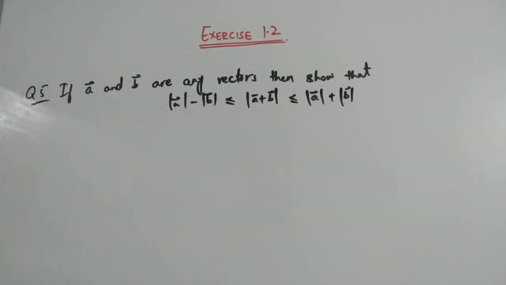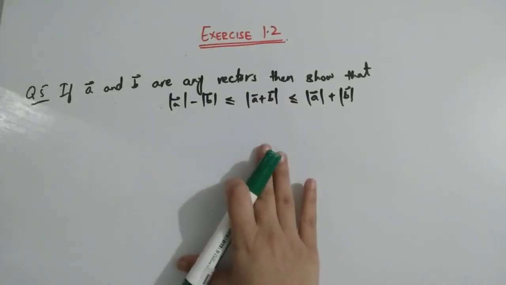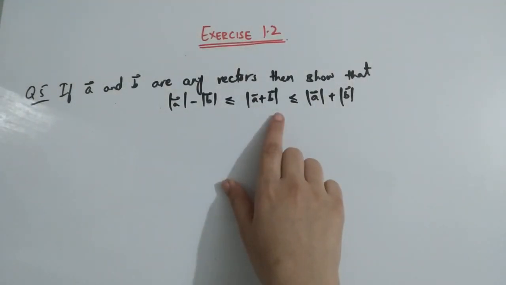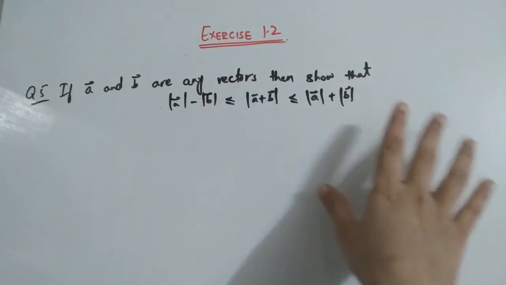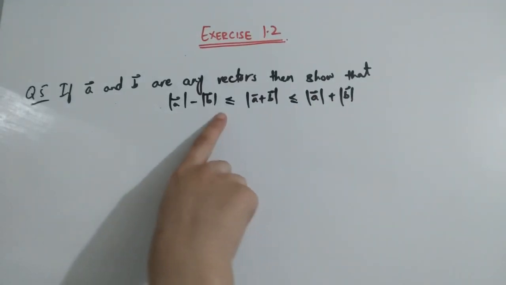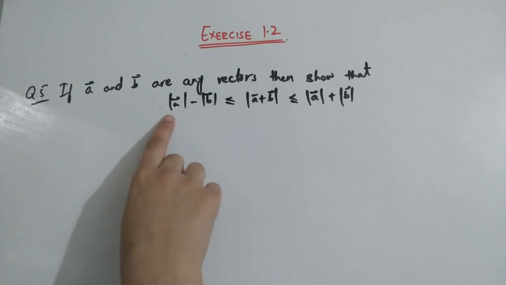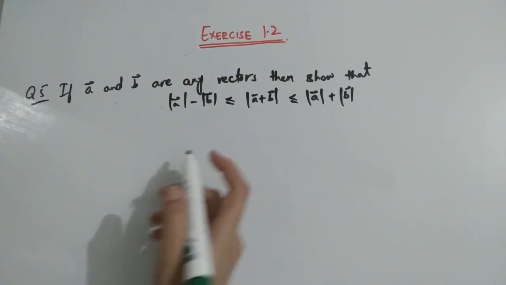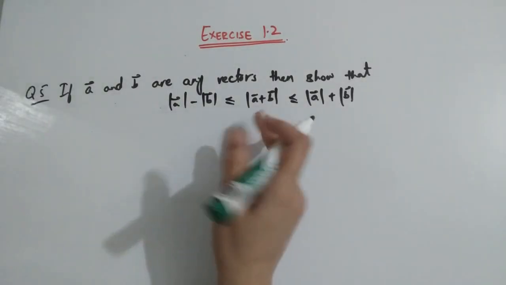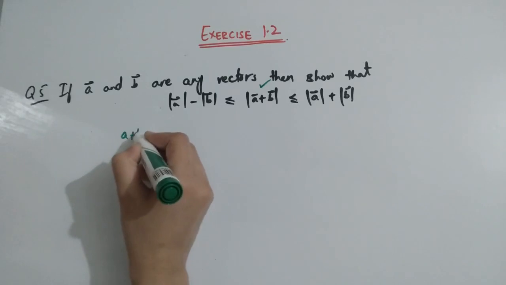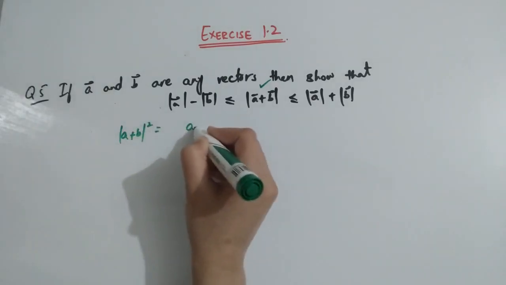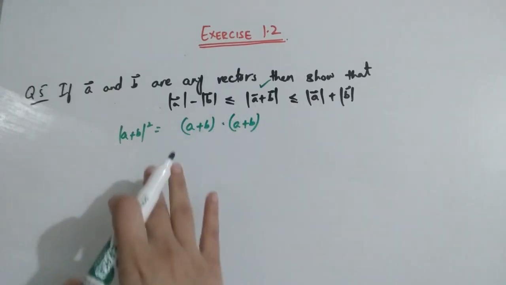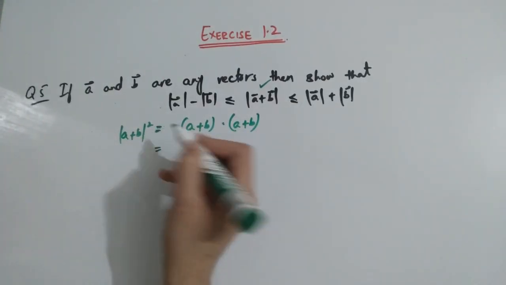Now the question number 5 introduces the most important property of absolute values, that the absolute value of the sum of two vectors is less than or equal to the sum of the two absolute values, and this is further greater than or equal to the difference of the two moduli. Now proving this, we write |a + b|² = (a + b) · (a + b). This is a self product as I used in the previous question.